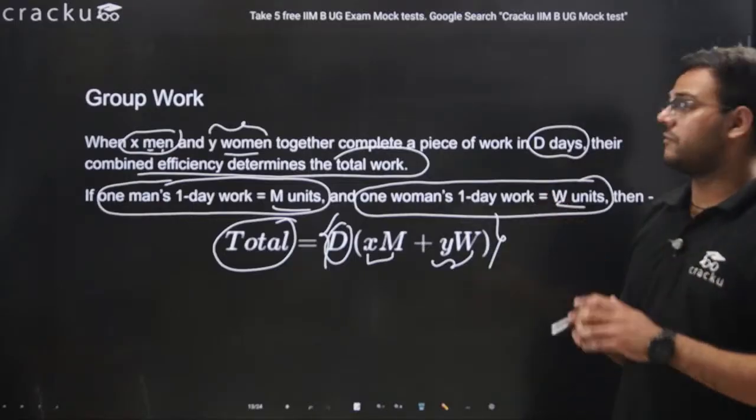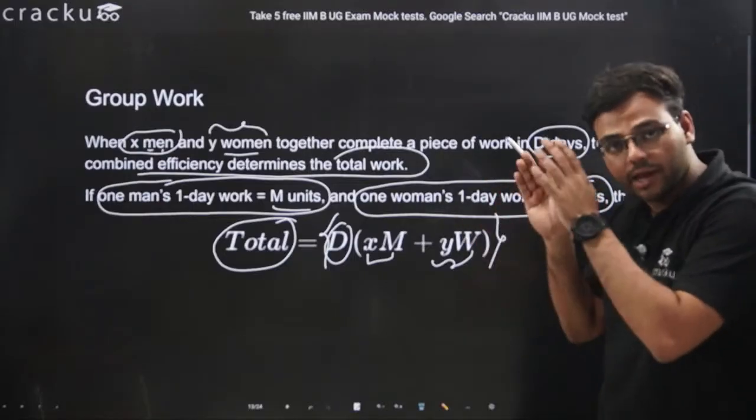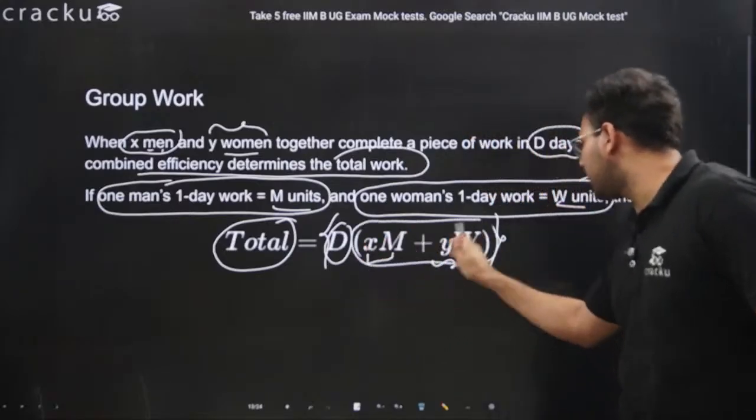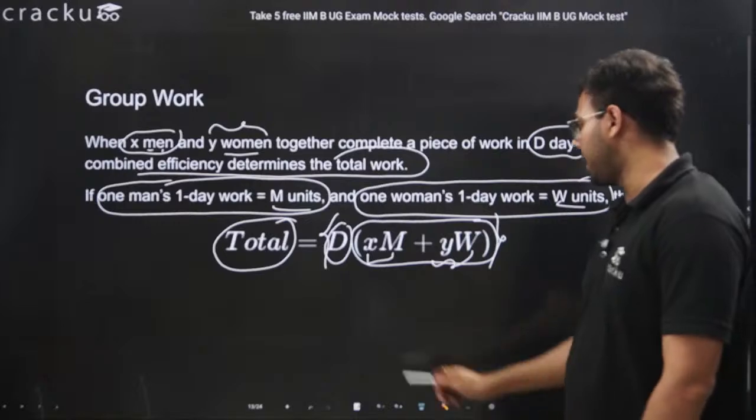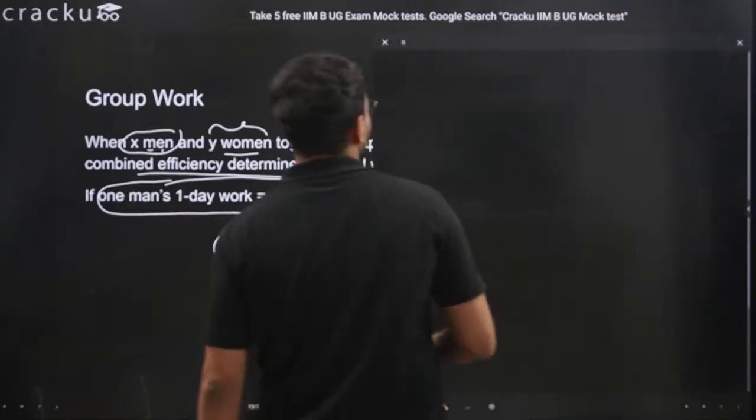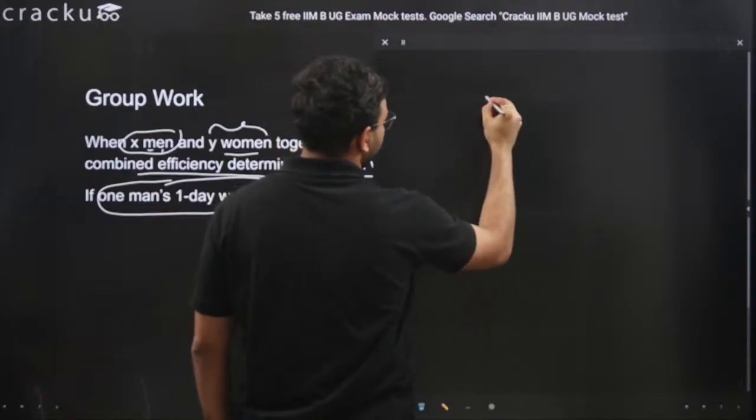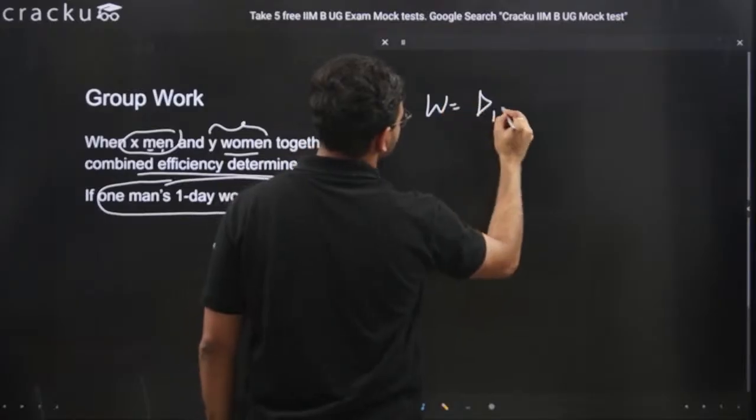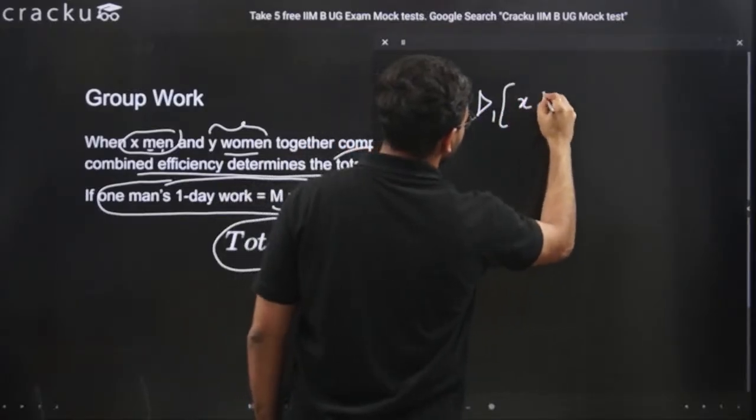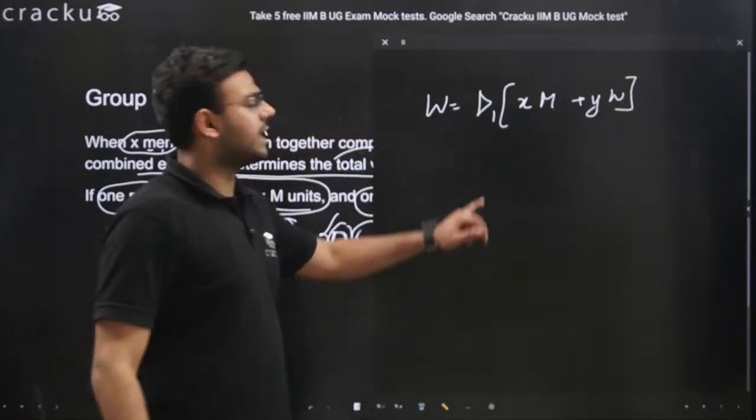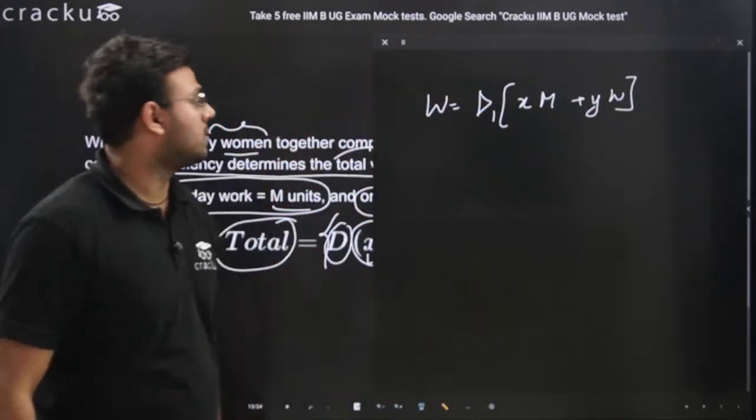And now both of them are working. This X men and Y women are working together, so the total combined efficiency will be XM plus YW. Now what will happen for these kind of questions? You will have, let's say, X men and Y women taking D1 days. So total work done is D1 into (XM plus YW).